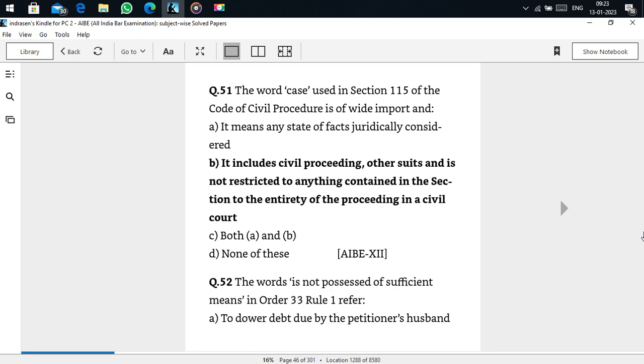The word case used in section 115 of the Code of Civil Procedure is of a wide import. It means any state of the fact judicially considered. It includes civil proceedings, other suits, and is not restricted to any contained in the section of the entirety of the proceedings in the civil code. So B is the answer. The word 'not possessed of sufficient means' in order 33 rule 1. Again, here none of the answers are correct. So we need to refer to the Bare Act order 33 rule 1 and answer.